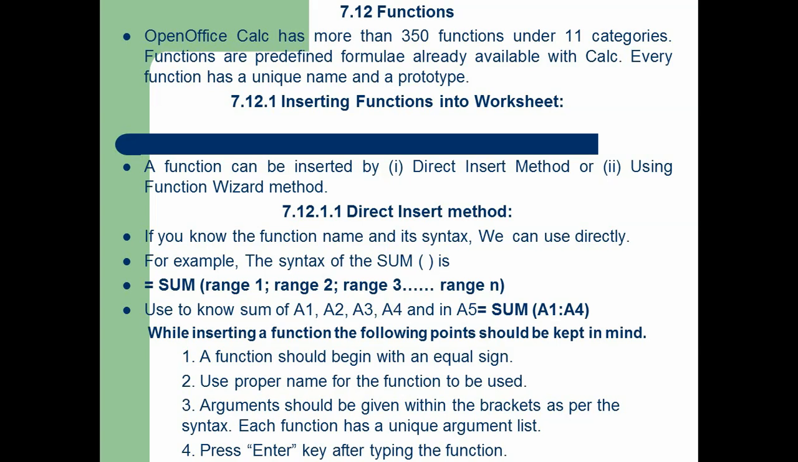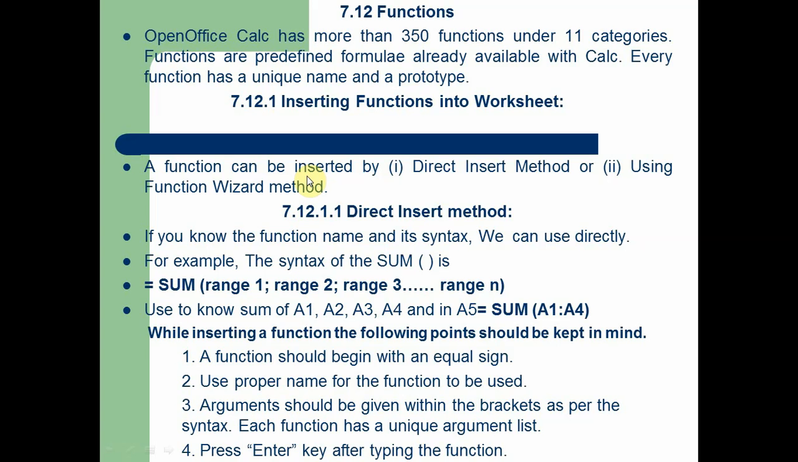Now we are going to discuss how we can use functions for calculation purposes in a worksheet. There are two different methods for inserting functions into a worksheet. One, the direct insert method. Second, the function wizard method. The direct insert method is typing the function name and following the syntax. This is used when we know exactly the name of the function and what inputs are required for the function.